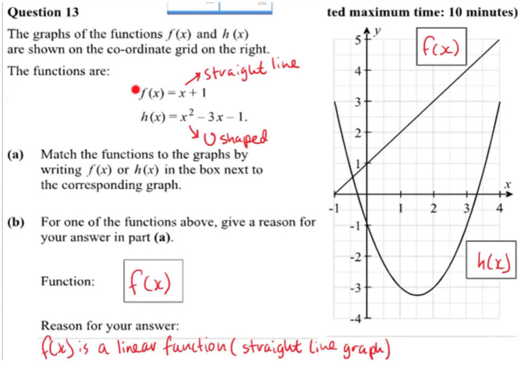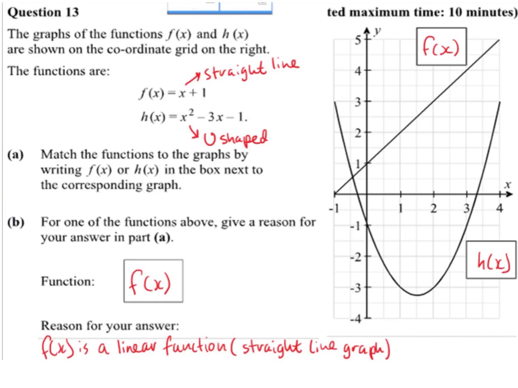Okay, so f of x equals x plus 1. This has to be the straight line because we just have an x value. F of x equals x plus 1, or f of x equals x minus 9, or f of x equals 2x plus 5, anything like that that just has an x value in it must be a straight line. So this straight line here must be f of x.